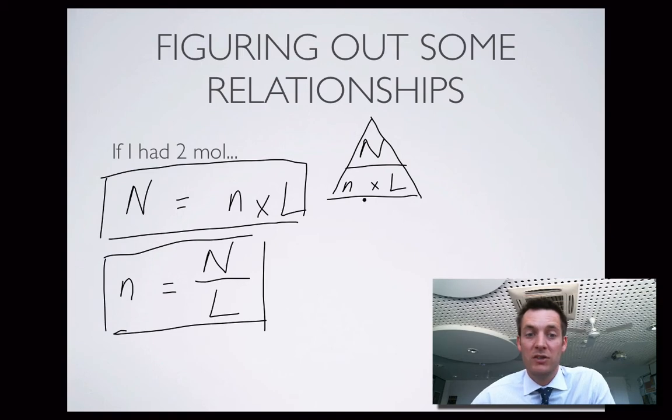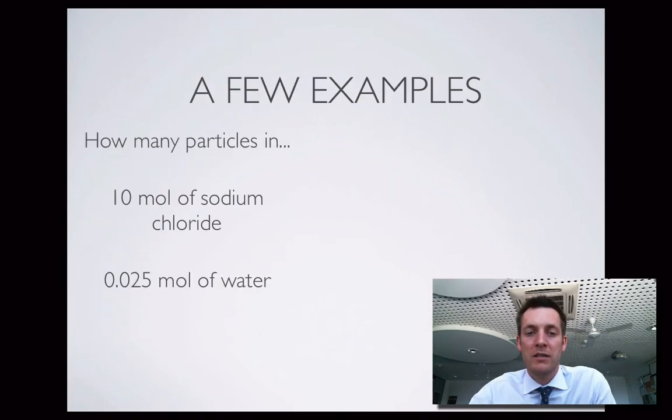You could alternatively just learn the formulas. Or you can just say to yourself, I can figure out what one of the formulas is just by common sense, and then I can get another formula from that, and I could even construct a triangle out of those things. But anyway, how you do it is up to you. Make sure you know what the relationships are. Here's a couple of examples of how we use these things. How many particles are there in these 2 amounts of stuff?